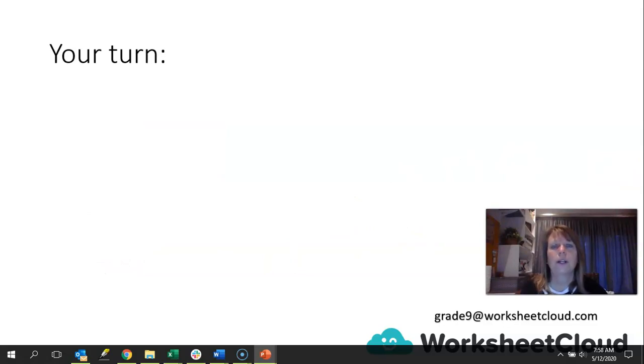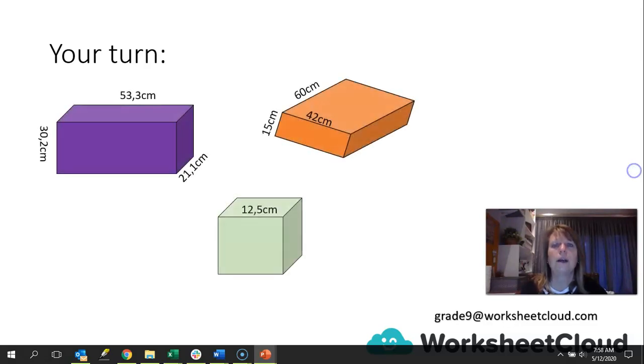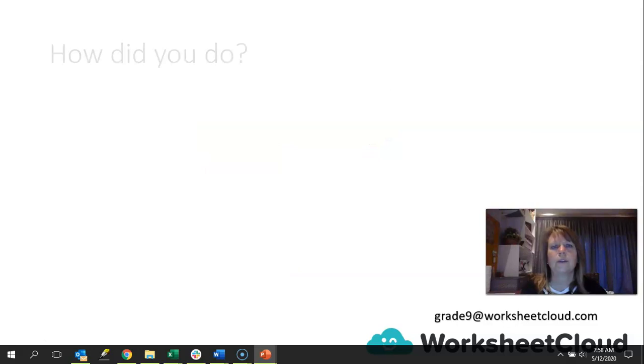Okay, right, it's your turn. There are 3 shapes that are going to come up, and I would like you to try this on your own. So once you see the 3 shapes, there they are, you can pause the video and you can work out the total surface area. And then let's come back and see how you did. Right, let's see how you did.